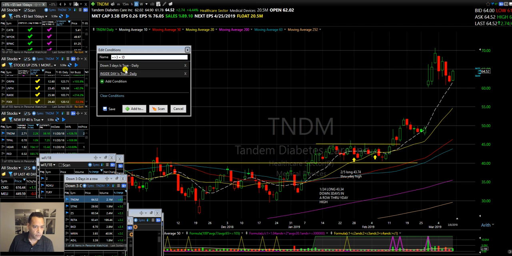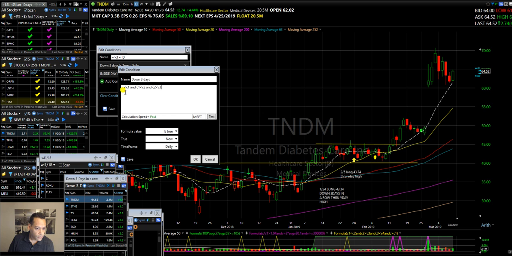Here, let me make this one easy. C is lower than C1, C1 is lower than C2, and C2 is lower than C3. That just means today is lower than yesterday, yesterday is lower than the day before, and 2 days ago is lower than 3 days before, whatever the case may be. This is going to spit out the stocks that are down 3 days or more.